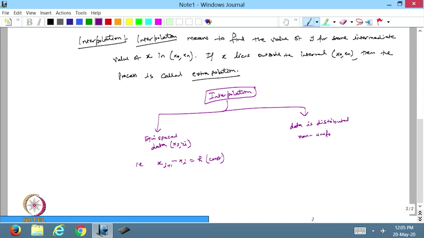Non-uniformly. So, in this case we have the data that is given to me only in the form of x 0, x 1, x n, and the difference between these two values is not a constant, it is varying. So in that case we have data that is non-uniformly distributed, and this is the data which is given to me that is equispaced.